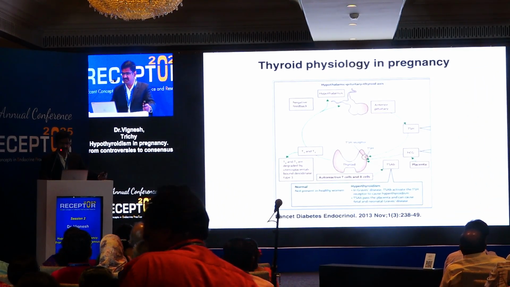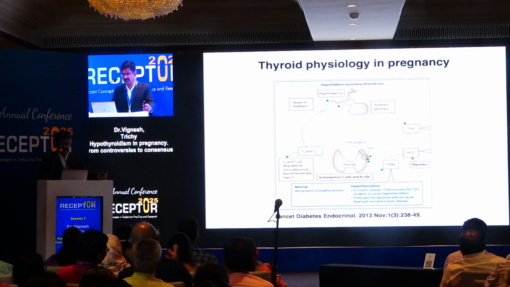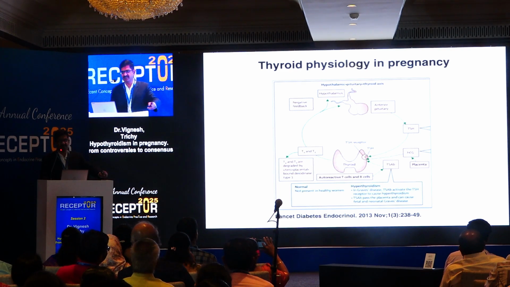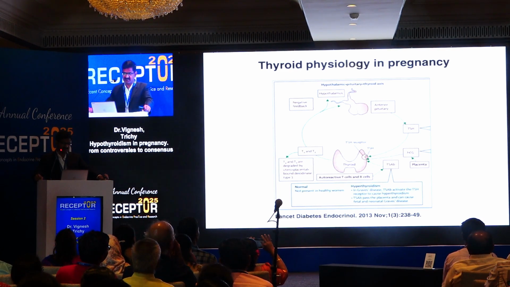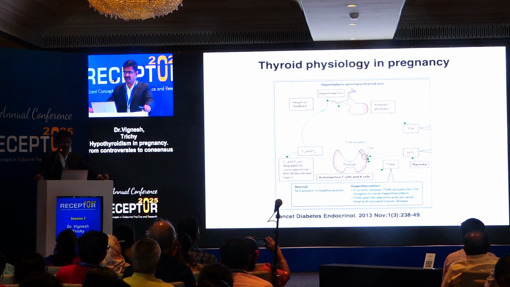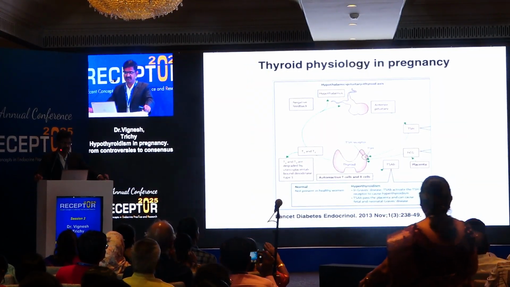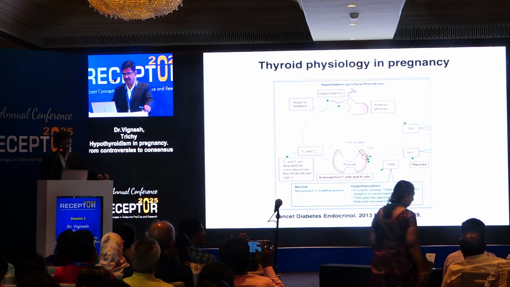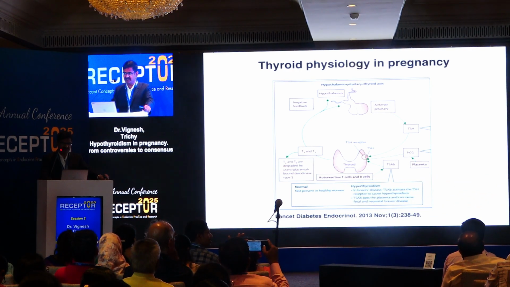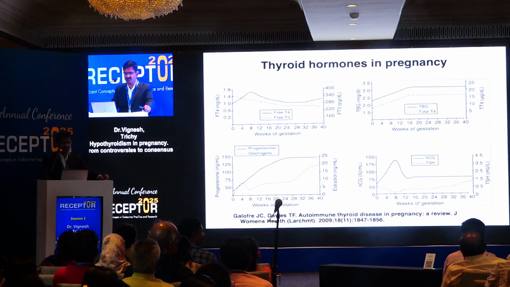So there are changes that do happen in pregnancy. Because of the increased HCG secreted from the placenta, it acts on the TSH receptors on the thyroid gland. So what we call as a molecular mimicry. So it stimulates the thyroid gland and releases more and more T3 and T4 throughout the pregnancy, which leads to changes in pregnancy. So what are the changes?